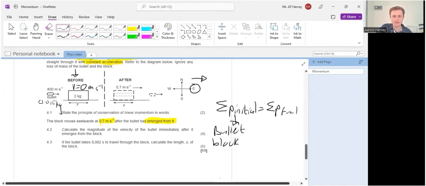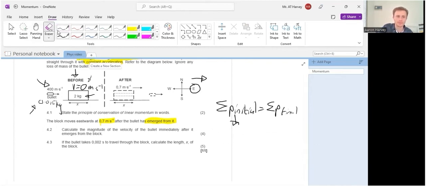We know that the bullet, I'm not going to rewrite it again, is going at 400 meters per second eastwards and has a mass of 0.015 kgs. And that our block is traveling at 0 meters per second and has a mass of 2 kgs. So we can then say that our momentum before the collision is going to be the momentum of our bullet plus the momentum of our block before the collision.